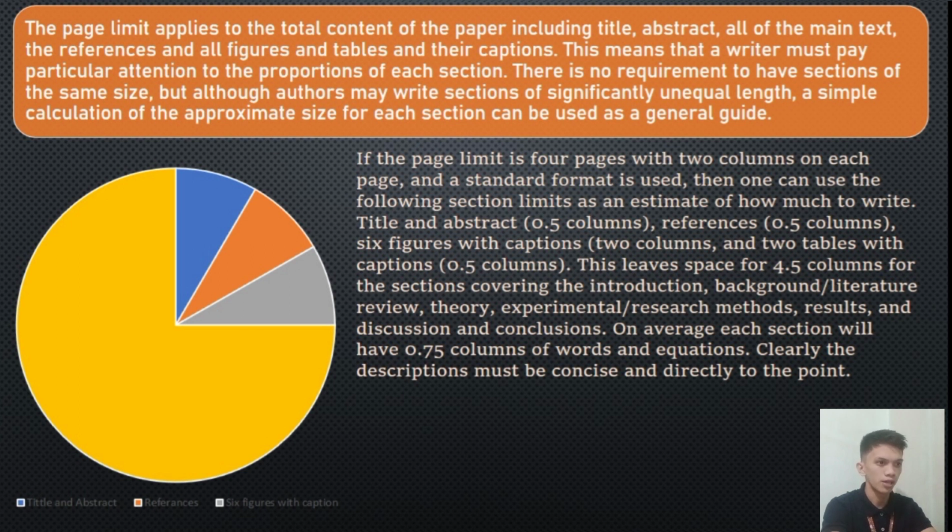Title and abstract 0.5 columns, references 0.5 columns, 6 figures with captions 2 columns, and 2 tables with captions 0.5 columns. This leaves space for 4.5 columns for the sections covering the introduction, background literature review, theory, experimental research method, results, and discussion and conclusions. On average, each section will have 0.75 columns of words and equations. Clearly, the description must be concise and directly to the point.